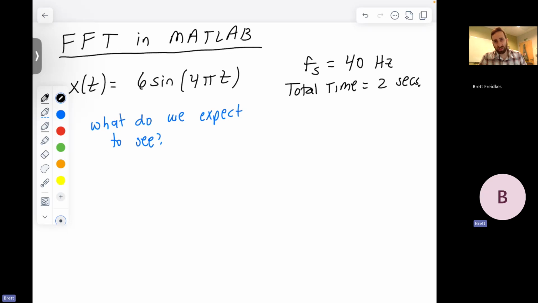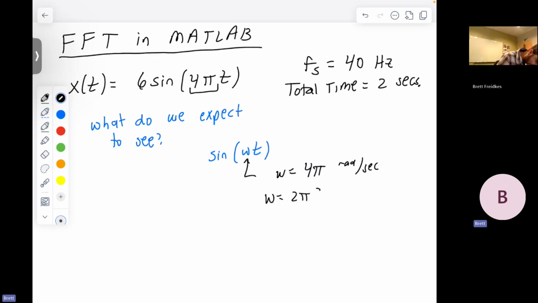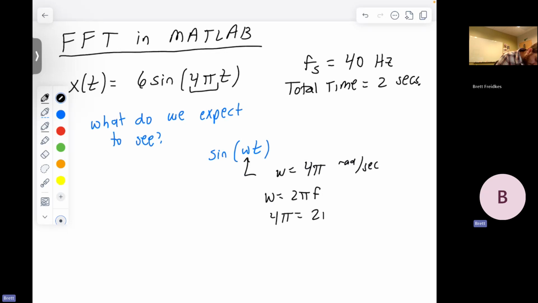Well, let's think about this all in units of hertz. And we know that a sine wave is something like sine omega t. So in this case, omega is equal to 4 pi. That is in units of radians per second. So let's convert that to hertz. We know that omega is equal to 2 pi f. If we were to take that omega and then isolate the f, we get that f is 2. This is in units of hertz, which is implying samples or cycles per second.